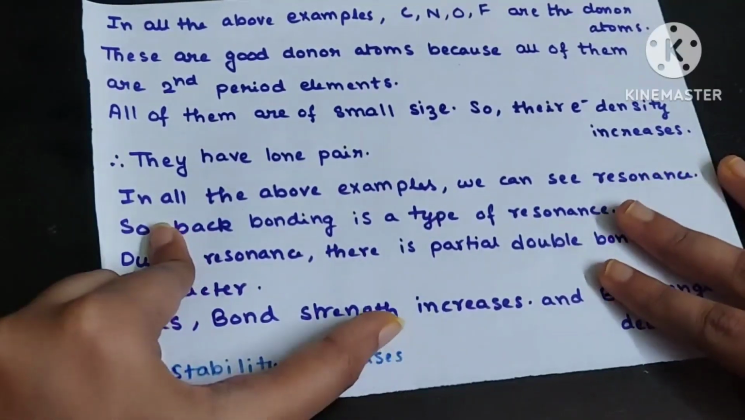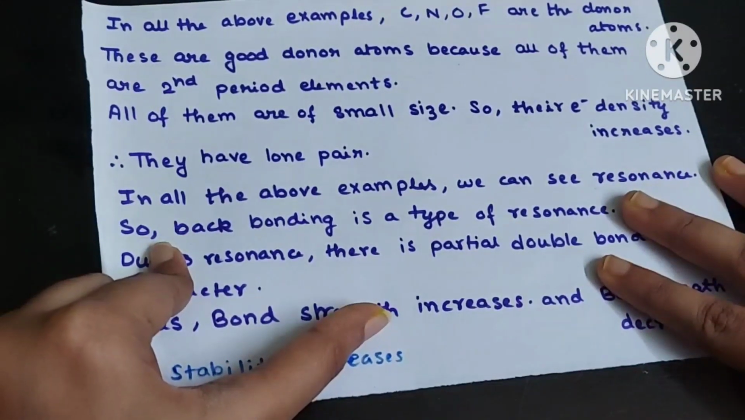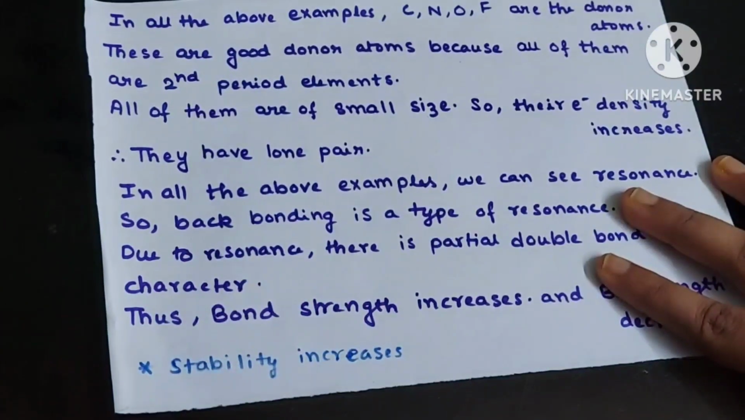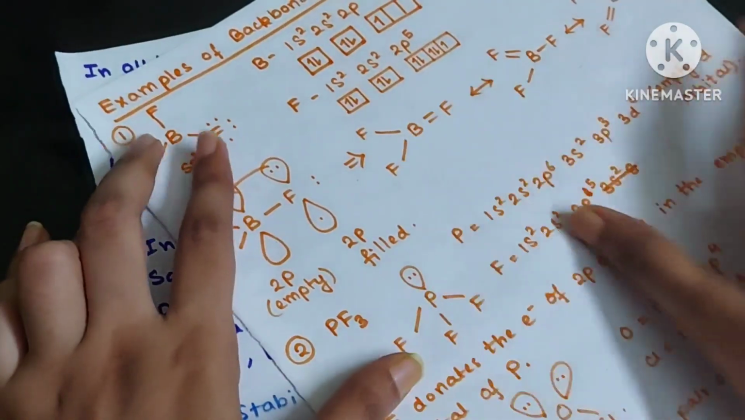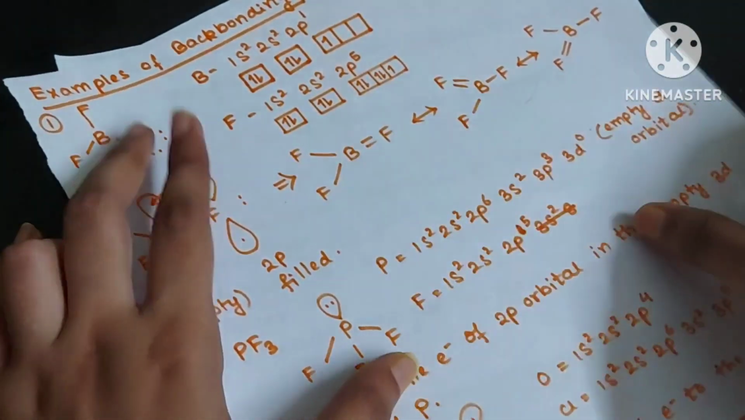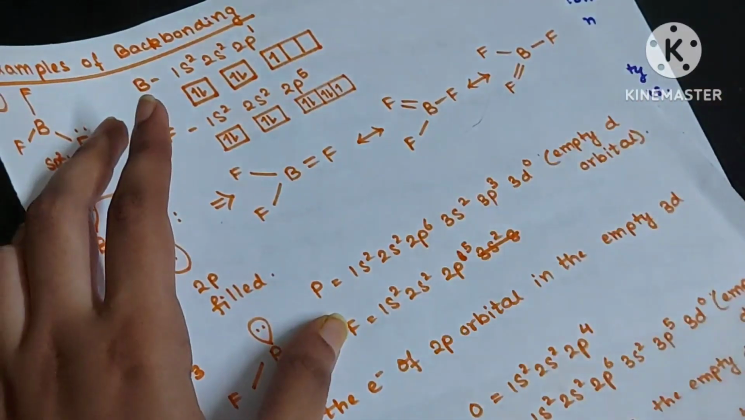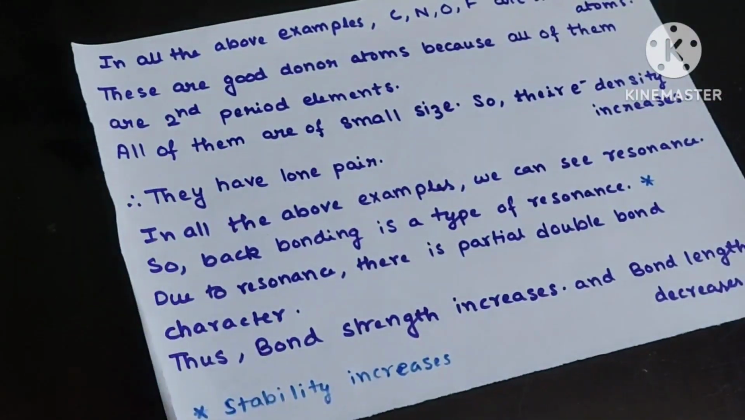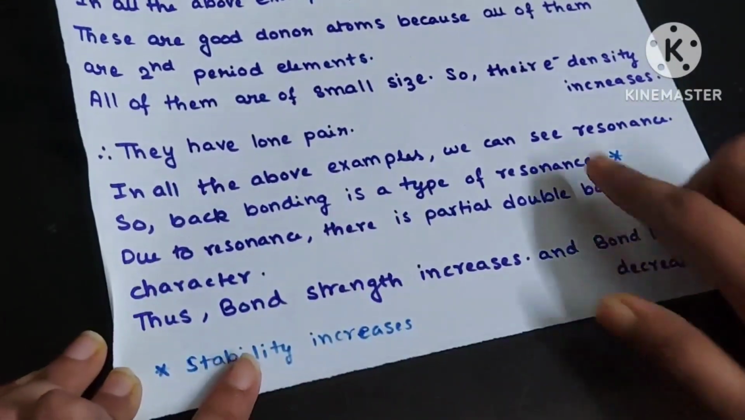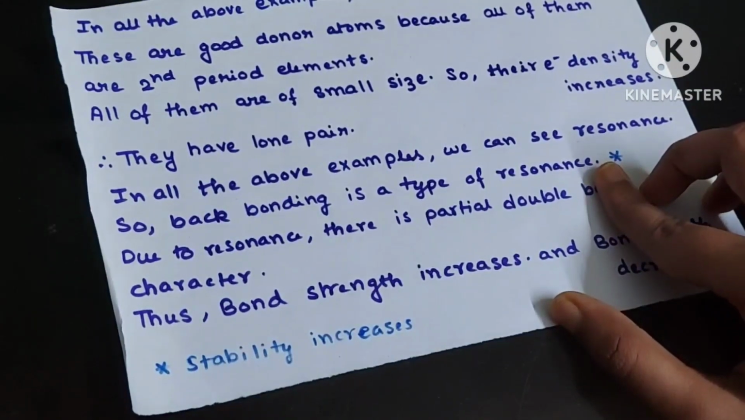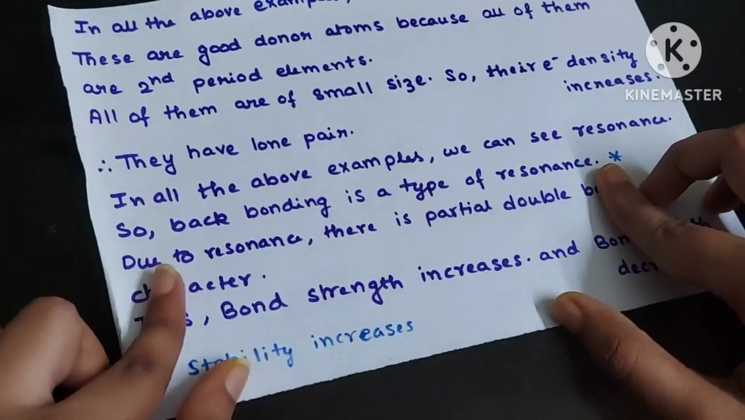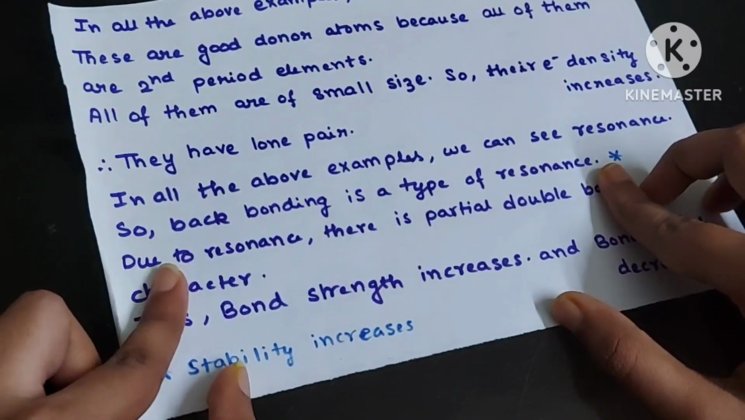In all the above examples, we can see resonance. I told you earlier that we can see resonance here. Here it is like a resonating structure, a canonical structure. 3 structures are there. So back bonding is a type of resonance. And we know in resonance stability increases, so it will affect stability. Back bonding affects stability. Wherever we see back bonding, its stability will be high.